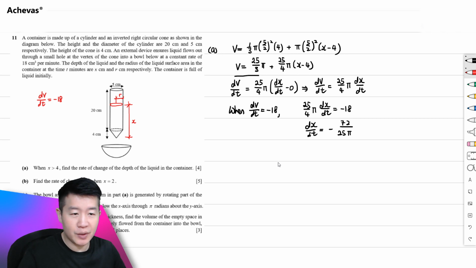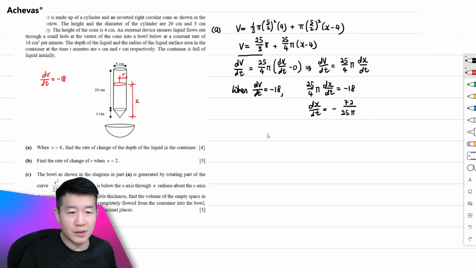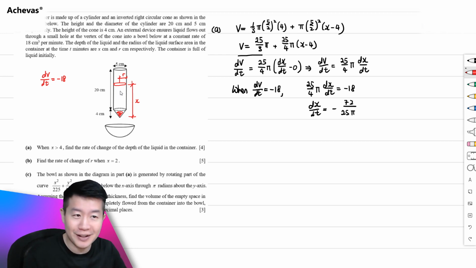Next, I want to find the rate of change of r, find dr/dt when x is equal to 2. Can you see that when x is equal to 2, that means the depth of the liquid is going to be sinking to this level here. So it is basically anything that is within the cone only. The cylinder that is on top doesn't really matter anymore.